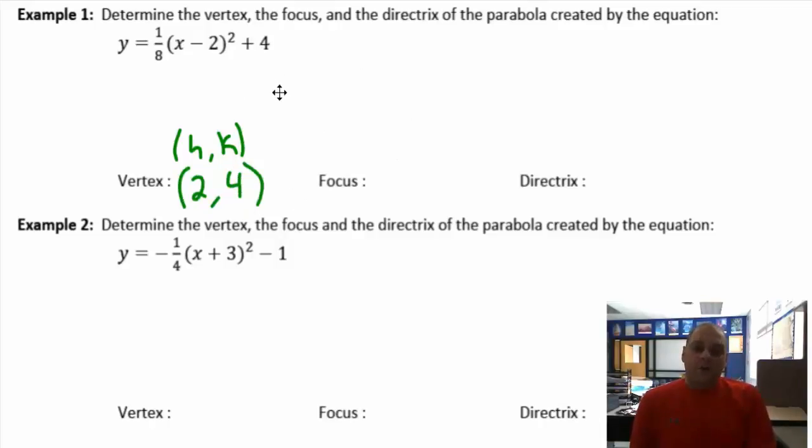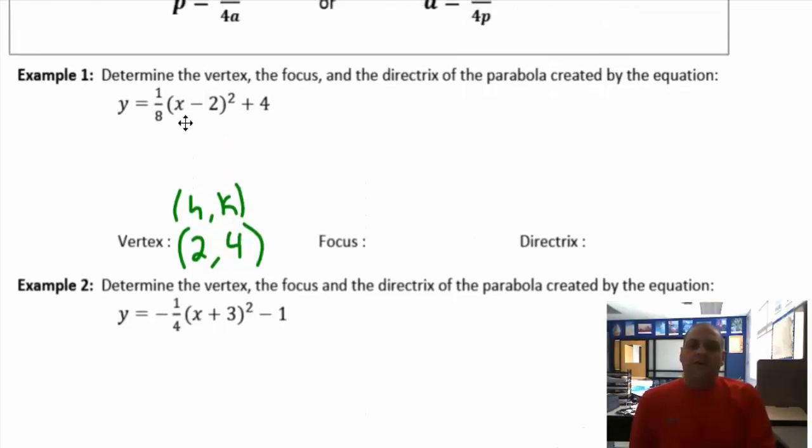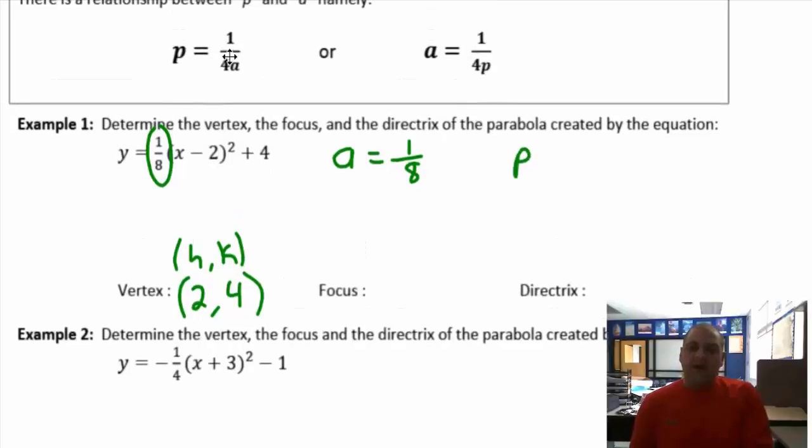How do we find the focus? Well, let's see. If we know the a value, a is... not 8, a is 1/8. From the a value, I can get the p value. Using my formula right here, p is 1/(4a).